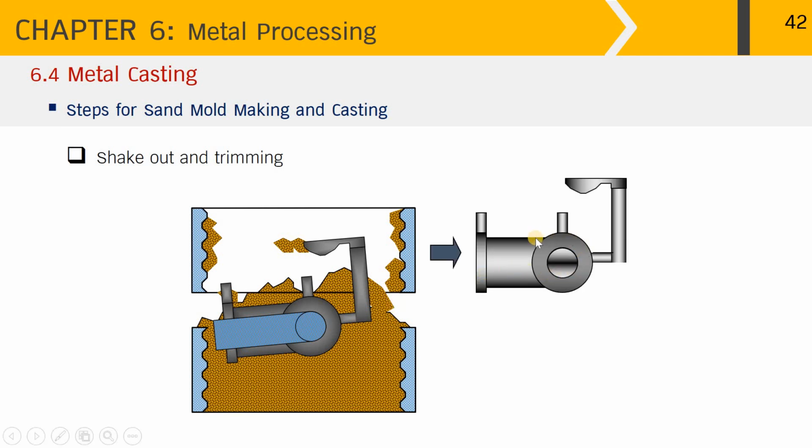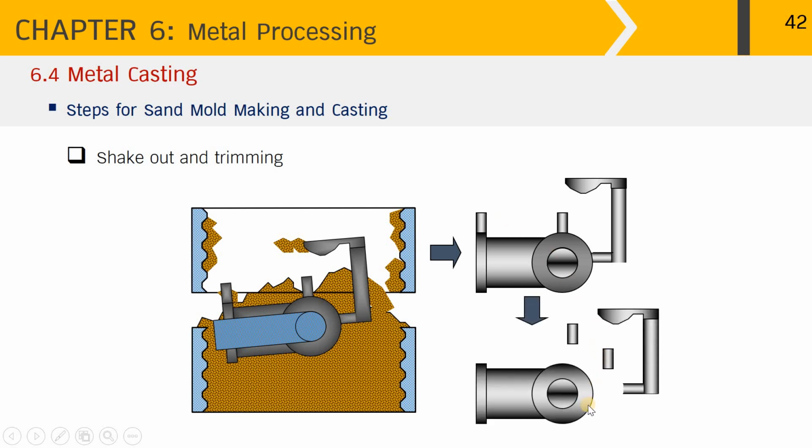So here you can see the casting still attached to the sprue and the risers. Next, we have to trim all these parts out. So, at the end, we obtain the casting, and all the parts that have been trimmed out will go for remelting as scrap. Moreover, the sand is reusable after cleaning. So after all, the sand casting process is still economical based on the raw materials used and the process investment.